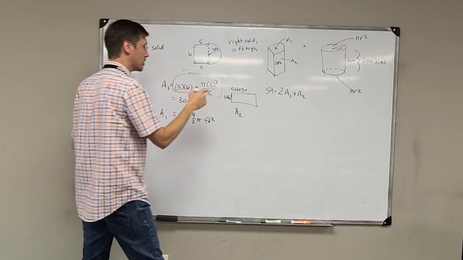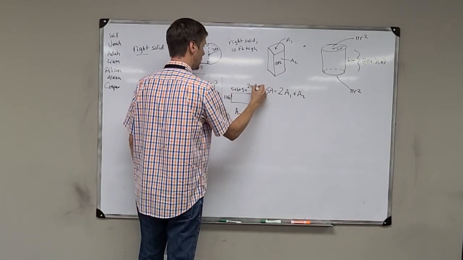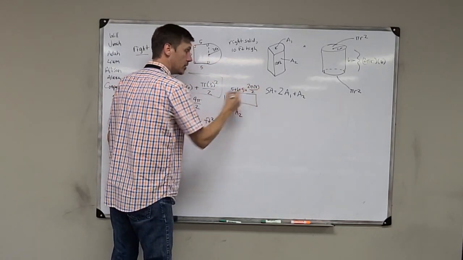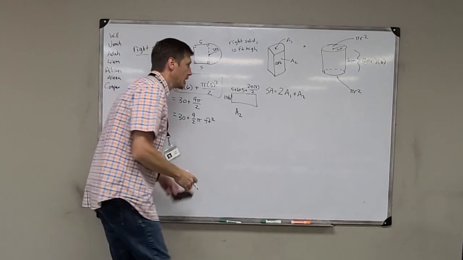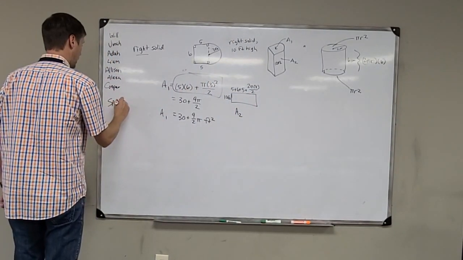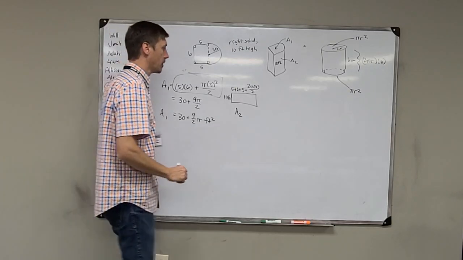2 pi r, right? So this is going to be 2 pi times 3, that's our r, but it's only half a circle, so we have to divide it by 2. Does everybody see that? So that's going to be the length of that side. I need to move this out of the way because it's getting in the way. I'm going to put that over here. Surface area equals 2 times A1 plus A2. All right, so we can work on A2 over here.